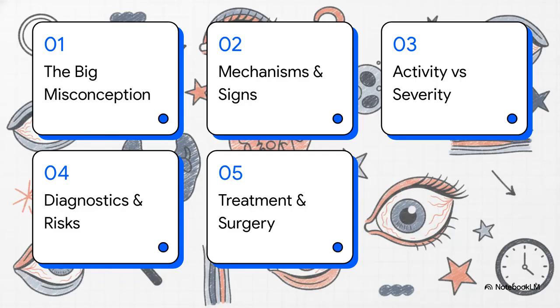Here's the blueprint for today's explainer. First up, the big thyroid misconception. Second, mechanisms and clinical signs. Third, activity versus severity. Fourth, diagnostics and risk factors. And finally, treatment and the surgical sequence.